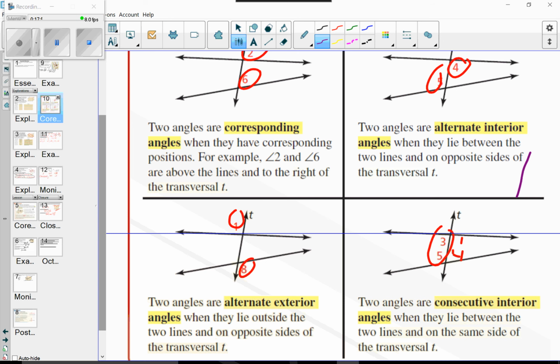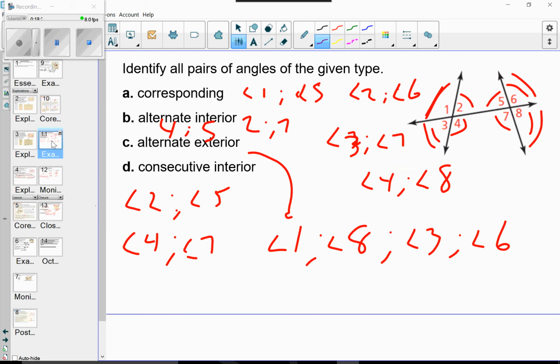And then finally, we've got consecutive interior. Another name for consecutive interior is same side interior. And that's when they lie between the two lines and they're on the same side. So 3 and 5 were given to you. I added in the 1 and the 4. So 3 and 5, 1 and 4, they're in between the lines and they're on the same side. Those are consecutive interior angles. Okay. Now this does not mean that the lines are parallel. We'll get to that lesson later, and that's a similar lesson, but it has to do with when the lines are parallel. Right now the lines are not necessarily parallel, but we still call them these types of angles.